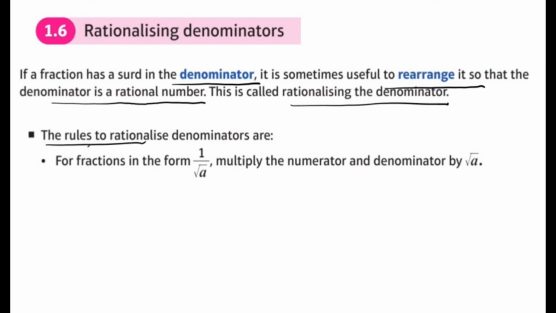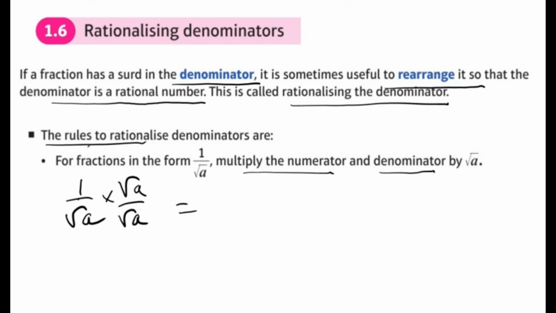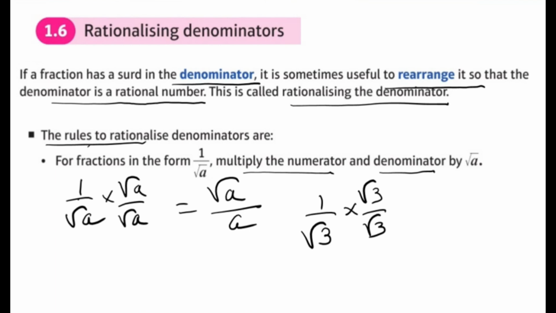First rule: if there is 1 over root a, then multiply numerator and denominator by root a, so times root a over root a. Root a times 1 gives you root a, and root a times root a gives me a. Example: if 1 over root 3 is there, I multiply and divide by root 3. That gives me root 3 over 3.